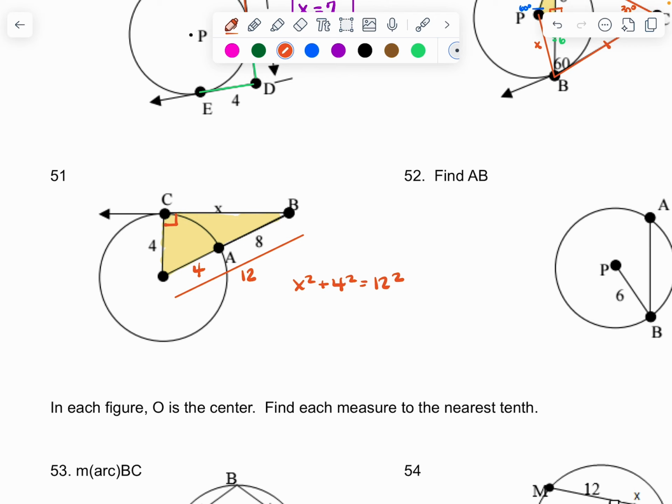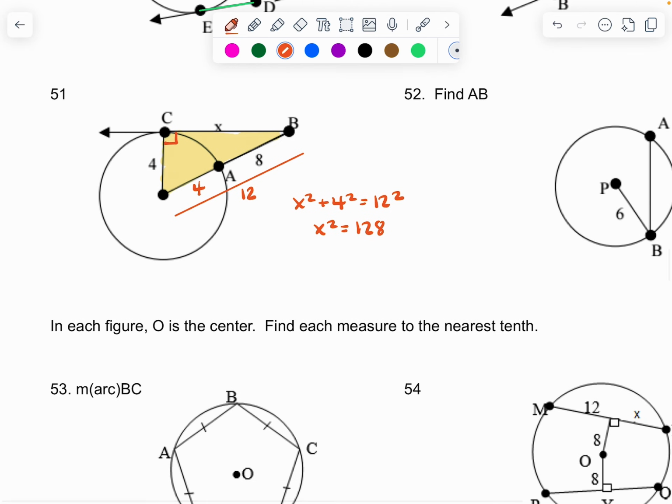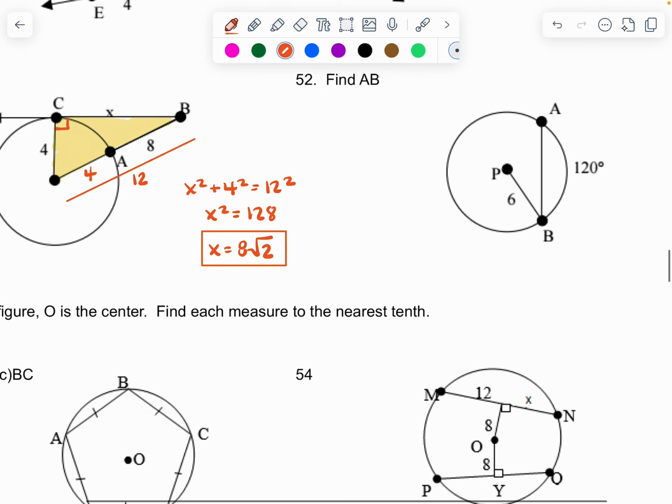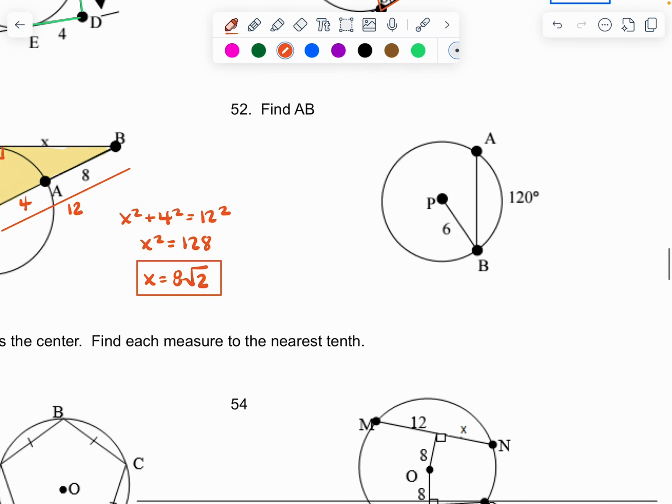All right, so we've got our 12 squared. We're going to subtract the 4 squared, which is going to give us 128. That's not a perfect square, but it does break down into 2 times 64, and 64 is a perfect square. So 8 root 2 is going to be our solution there. Again, exact answers only unless it tells us to round to the nearest tenth.